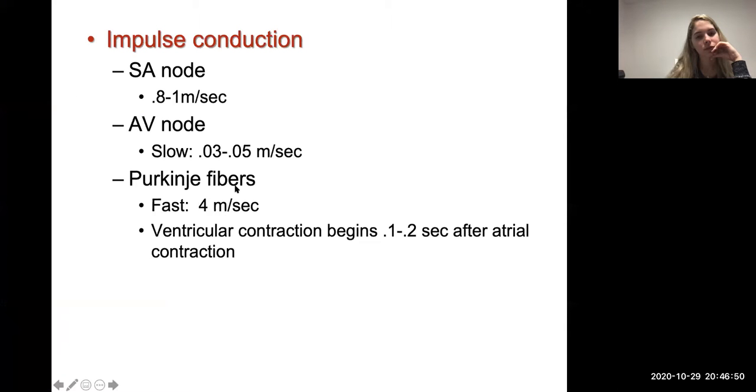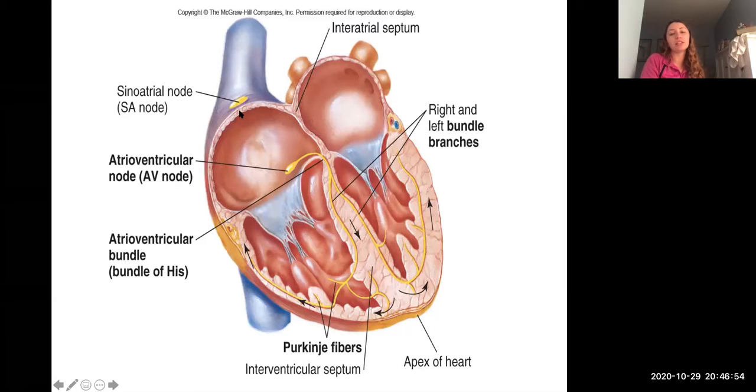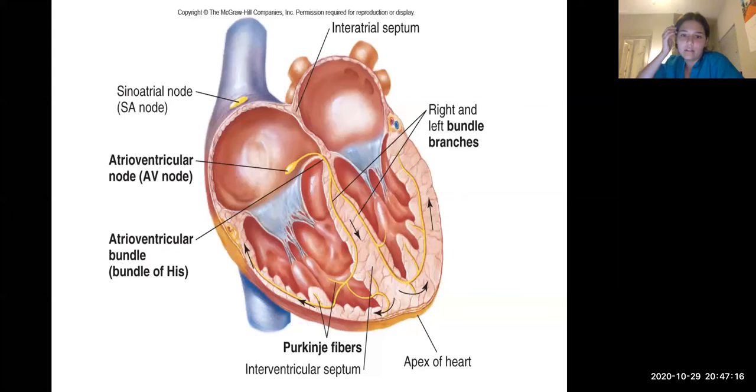Got it. So this is what Emily was talking about: the SA node is at the top of the right atrium, and then the AV node is at the top of the AV valve, right? Then the atrioventricular bundle, or the bundle of His, is at the top of the interventricular septum.